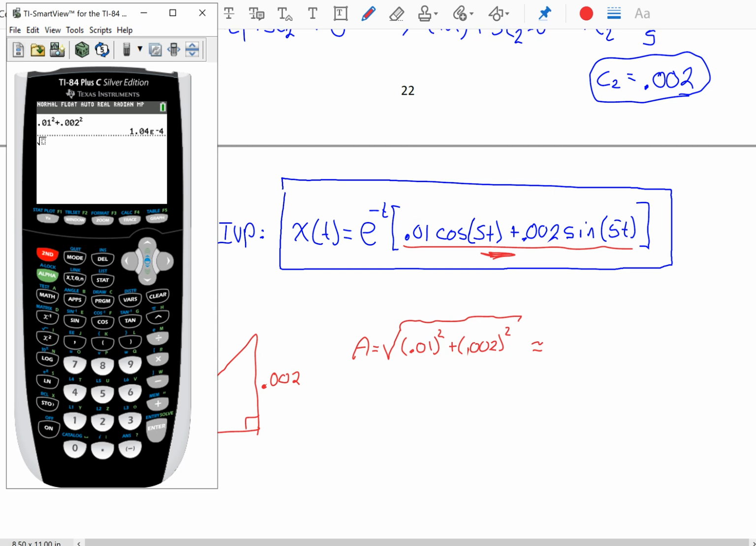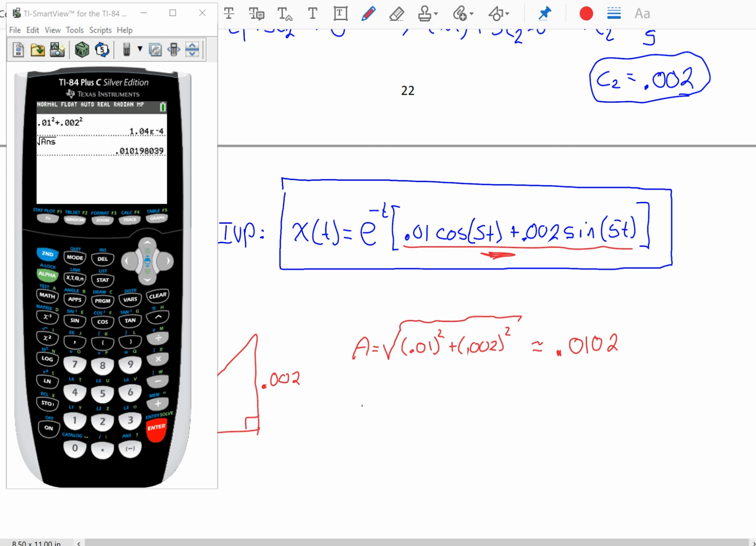I'm going to hit second answer. And I think if we write our decimal to 4 places, it should look like 0.0102 is our amplitude of motion.